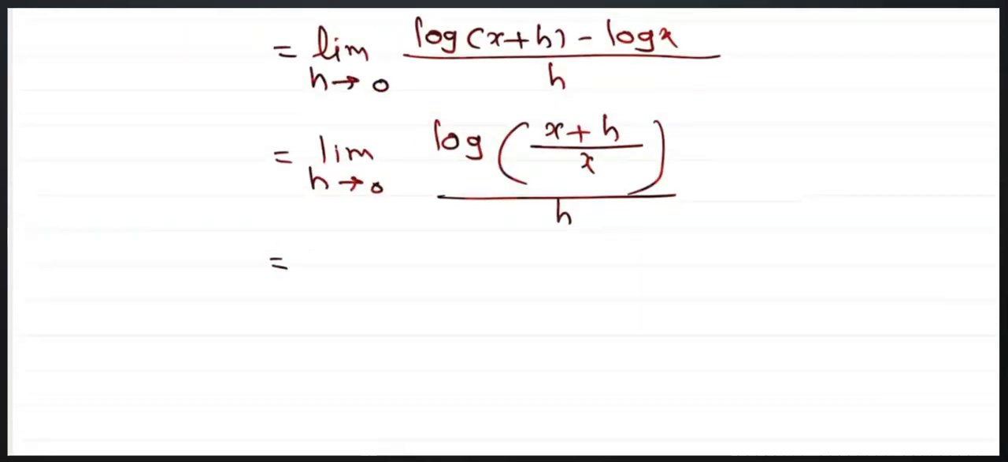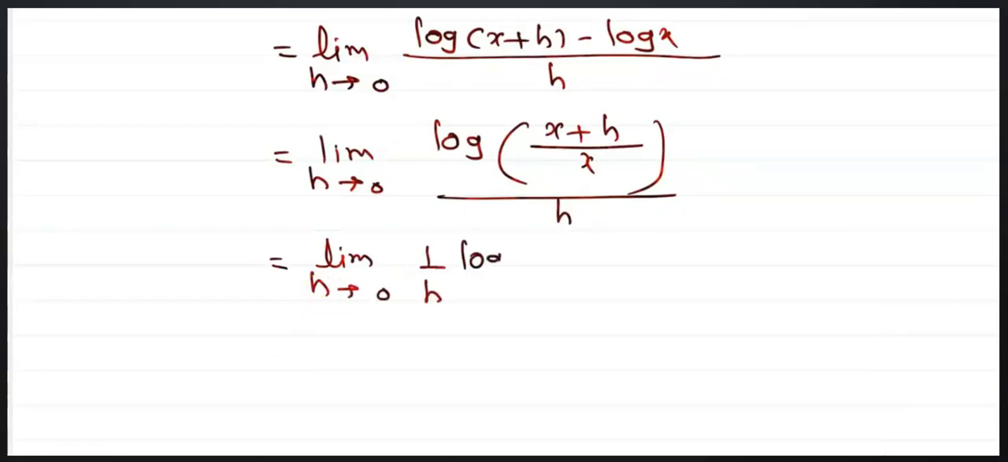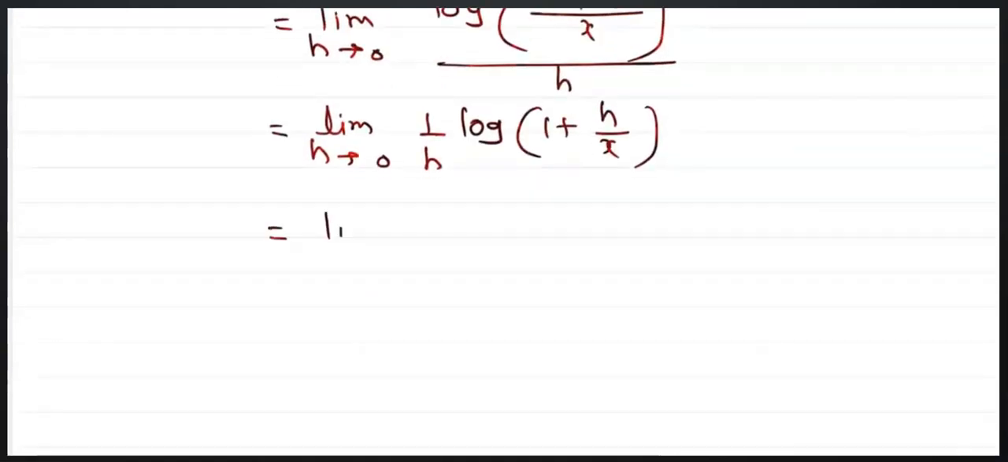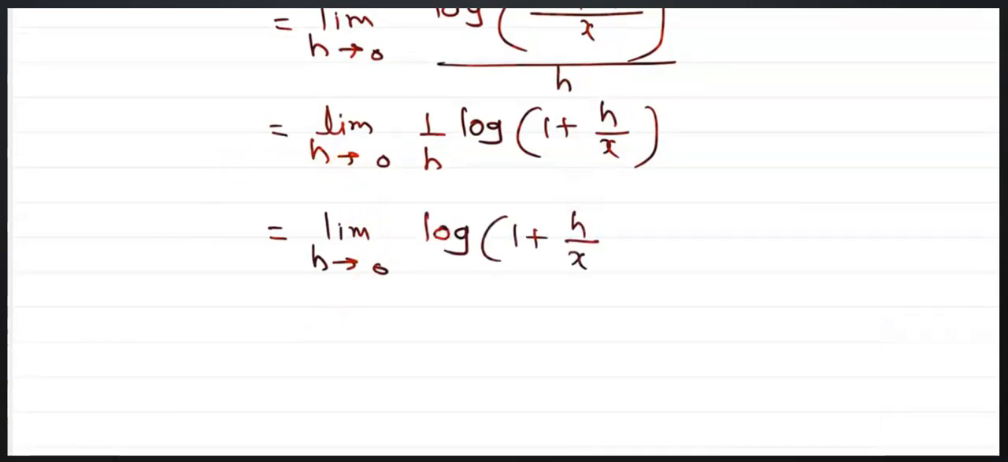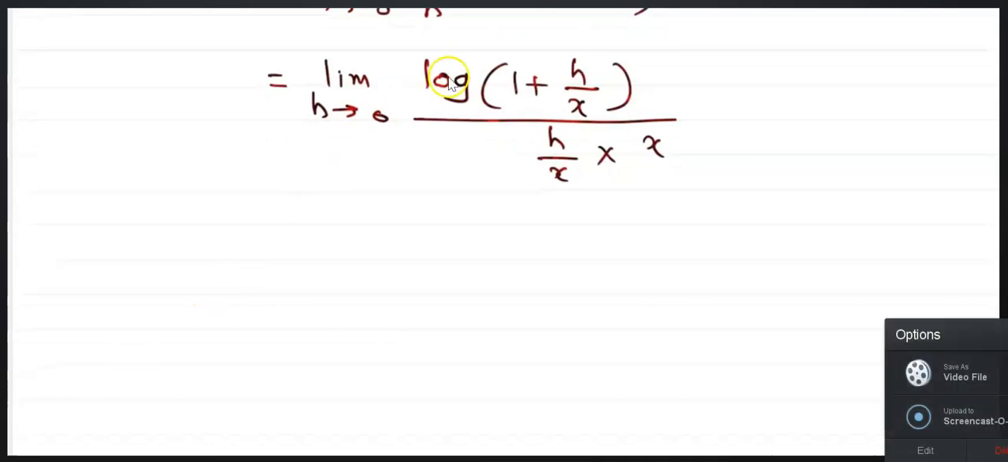And simplify this as limit h tends to 0, 1 upon h, log of 1 plus h upon x raised to 1 upon h, or we'll write this like this: limit h tends to 0 log of 1 plus h upon x upon h upon x. Here we adjust h.